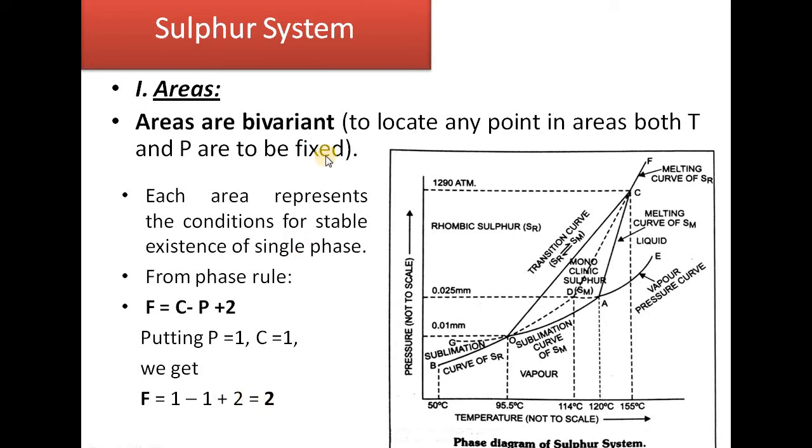For a single phase in a one component system, the areas are bivariant. We can independently vary both the temperature and pressure in the areas, or you can say we have to fix both the temperature and pressure to locate any point in the areas. So the number of degrees of freedom here is 2. The system is bivariant in the areas.